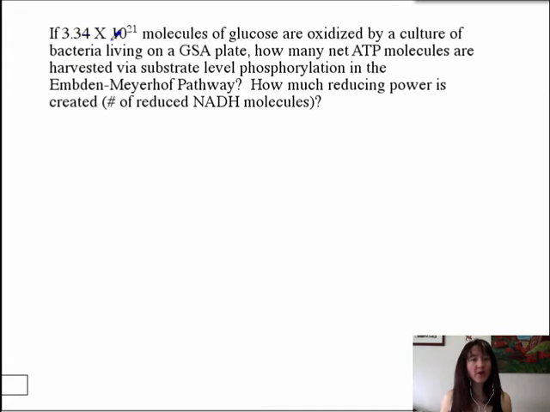So if 3.34 times 10 to the 21 molecules of glucose are oxidized by a culture of bacteria living on a GSA plate, remember that glucose is the source of organic carbon in a GSA plate. So glucose will be oxidized in pretty large amounts on a GSA. This number of molecules is representative of the kinds of amounts that you would find in a GSA. How many net ATP molecules are harvested via substrate level phosphorylation in the Embden-Meyerhof pathway only?